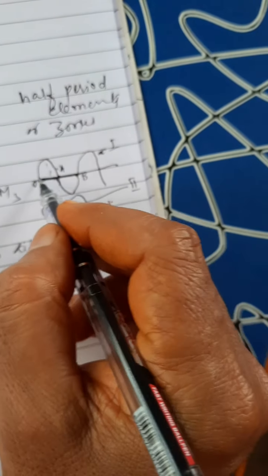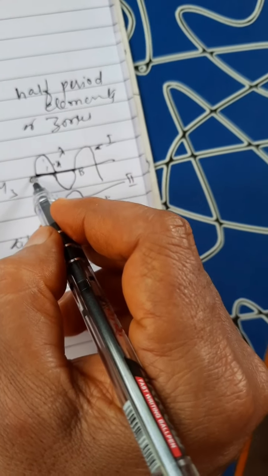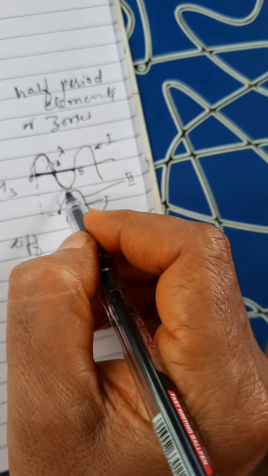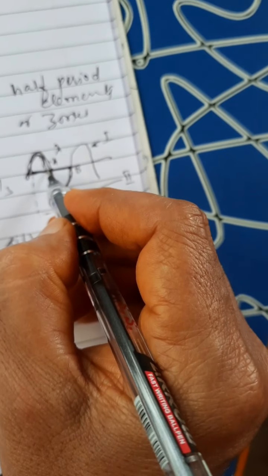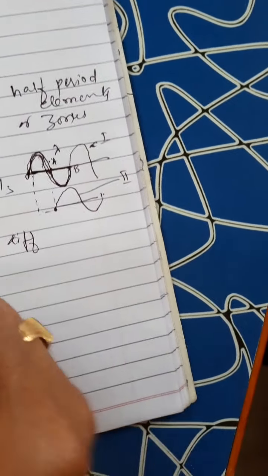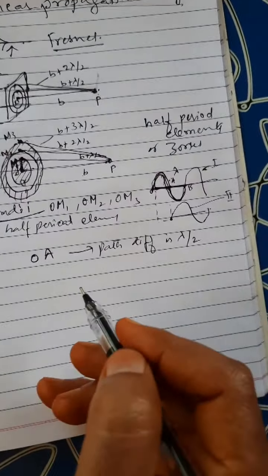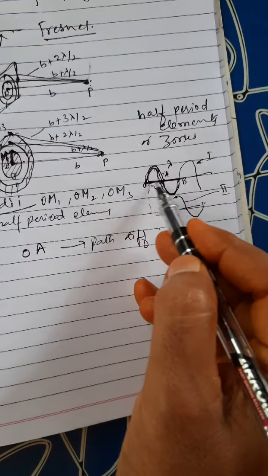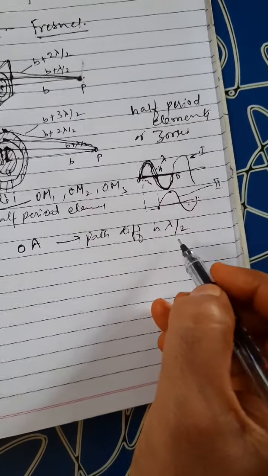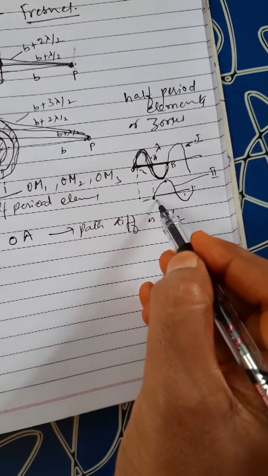If you talk in terms of the lambda or the wavelength of the light, then from this O to B is lambda. This is the distance. From O to A, the path difference OA is lambda by 2. So the path difference between the first and second wave is lambda by 2. The second wave started after a gap of lambda by 2.